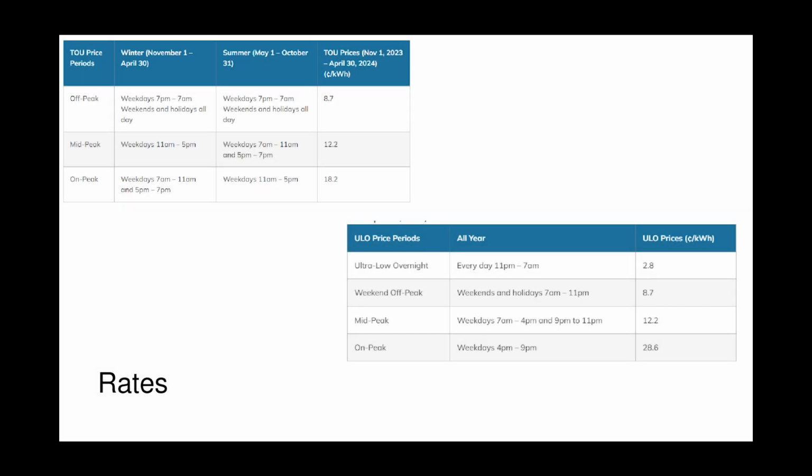The last item here is unique. It's something fairly new. It's called ultra-low overnight rates in particular. So there's an opportunity right now. A majority of people have opted into time of use rates. Those time of use rates are typically off, mid, and on peak. Your on peaks are typically early in the morning on weekdays and in the evenings on weekdays. So that's kind of 4 to 7 p.m.